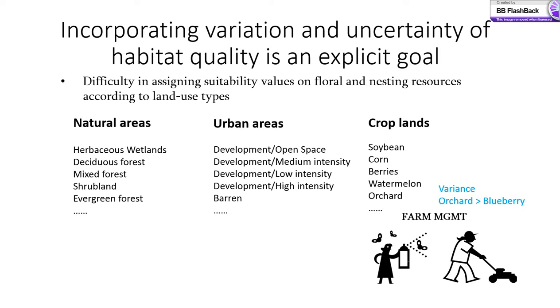Especially in croplands, there are lots of management actions. Organic or conventional farming, or mowing and non-mowing practices, will give the suitability of floral and nesting resources a large variance. However, you can still have some knowledge of which land use and cover types will have more management options than other land cover types. If organic farming in blueberry fields is a minority, you can have more certainty on blueberry farms than other farms.